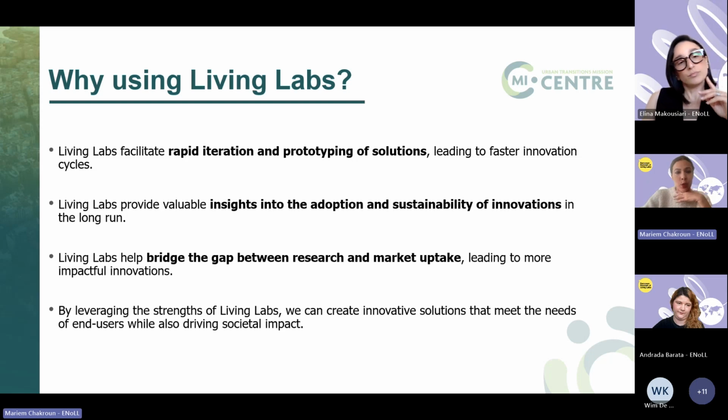They facilitate as well rapid iteration and prototyping of solutions, leading to faster innovation cycles. They provide valuable insights into the adoption and sustainability of innovation in the long run. They help bridge the gap between research and market uptake, leading to more impactful innovations. And they can create innovative solutions that meet the needs of end users while also driving social impacts.